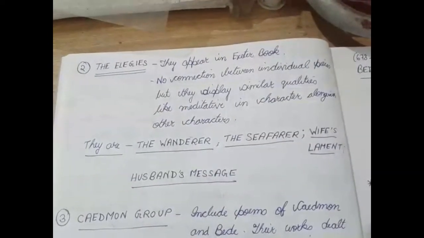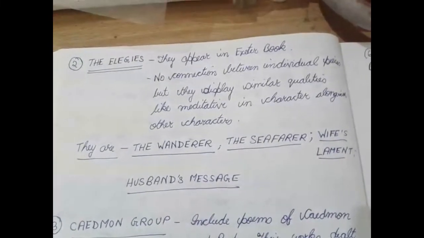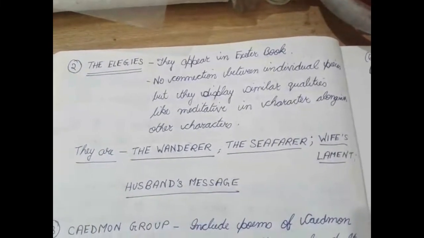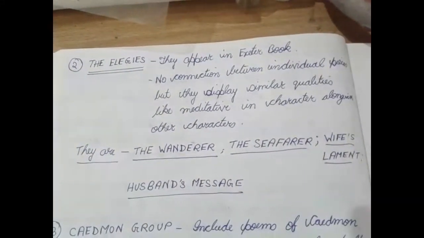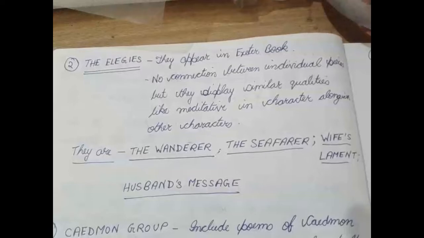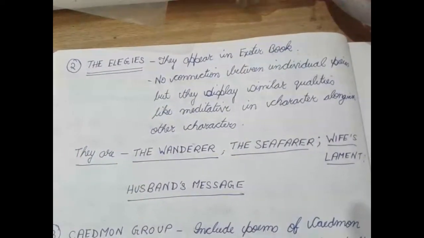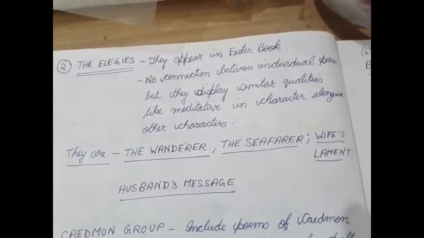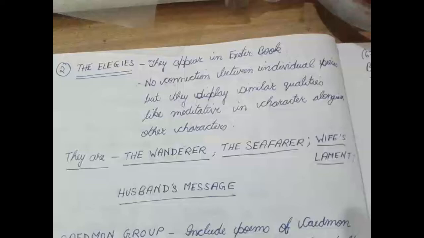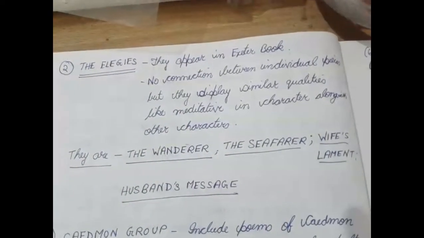The next part of the other poetry is the elegies. These elegies appear in the Exeter Book. There is no connection between individual pieces, that means no connection between individual poems, but they do display similar qualities, like being meditative in character along with other characteristics. So the elegies include The Wanderer, The Seafarer, The Wife's Lament, and The Husband's Message.